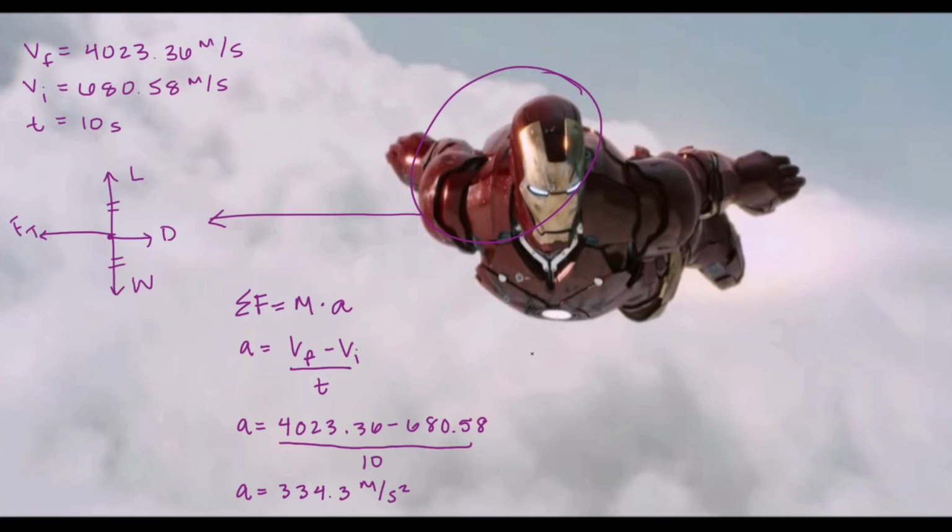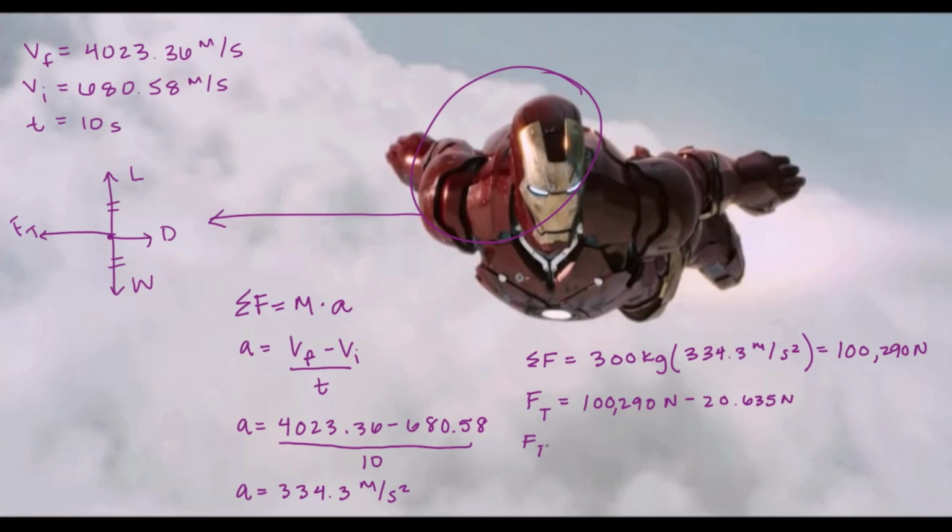Now plug mass and acceleration into the formula force equals mass times acceleration. From this equation, you acquire the net unbalanced forces of the thrusters and the drag in this situation. To get the force of the thrusters, subtract the drag, 20.635 newtons, from the net total, 100,290 newtons. The force of the thrusters is 100,269.365 newtons.